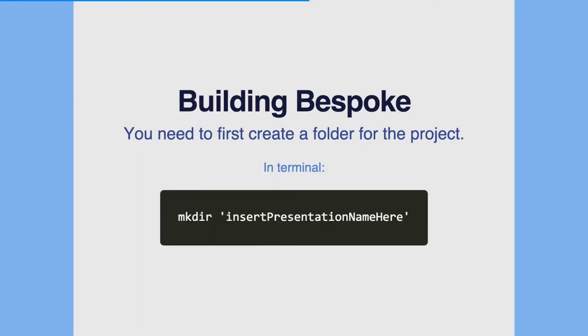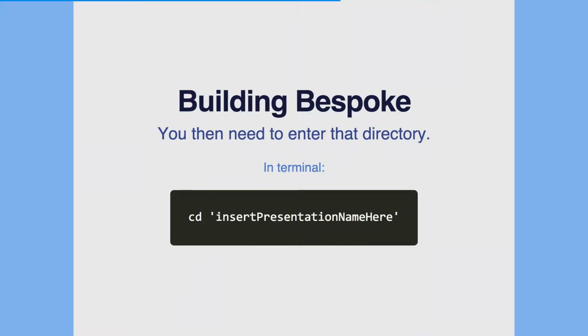Next, you need to build Bespoke, and to start that, you need to make a folder to put it inside. Use the command mkdir, and then you put your presentation name next to it. It does not need to be in quotes. Then you need to enter that directory by using cd and then your presentation directory name.